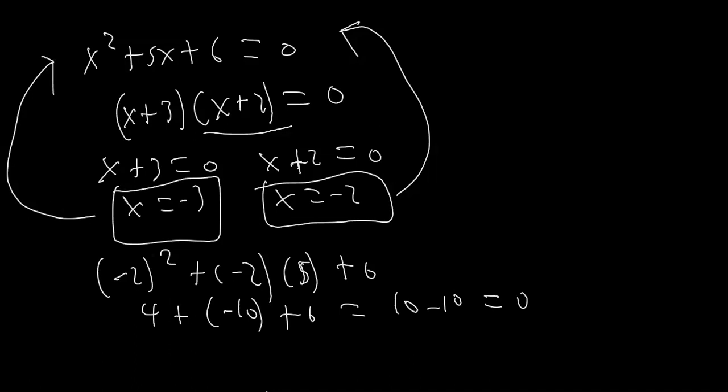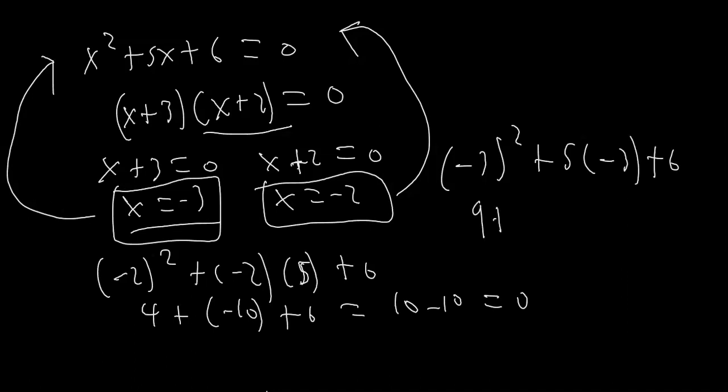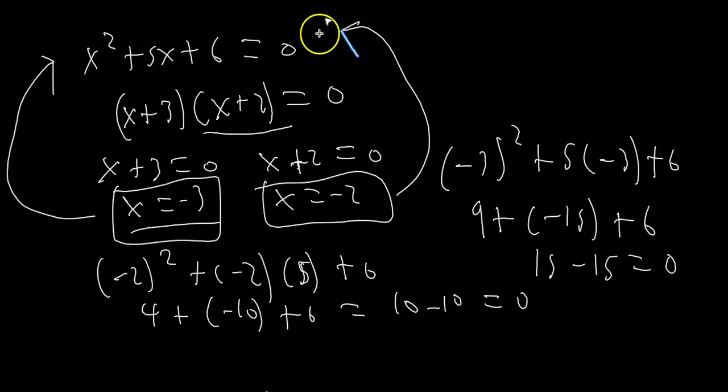Now let's do the same thing for x is equal to negative 3. So negative 3 squared plus 5 times negative 3 plus 6. This is 9 plus negative 15 plus 6. And this is equal to 15 minus 15, which is equal to 0. Yeah, so we proved that both solutions work, since when you plug them back into the equation, it equals 0 right here.